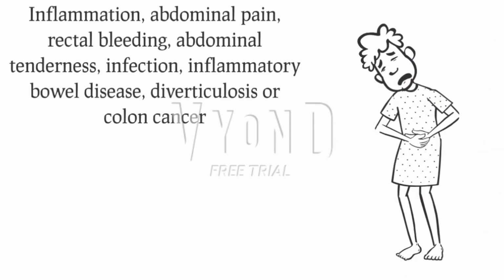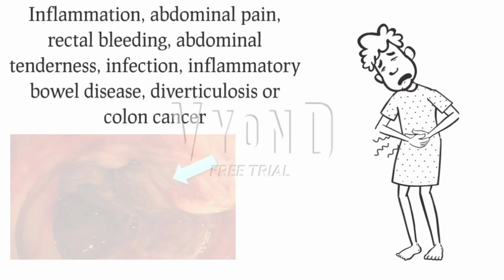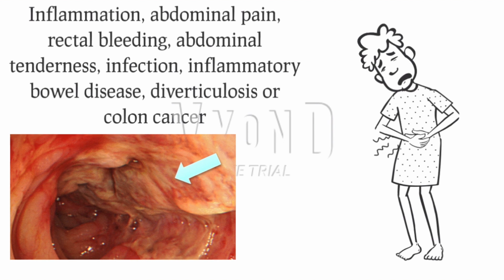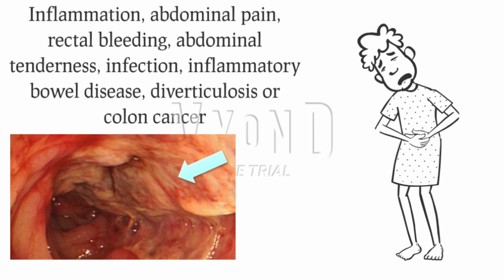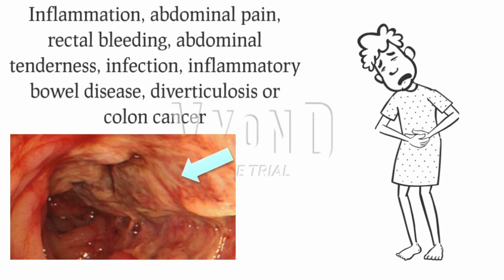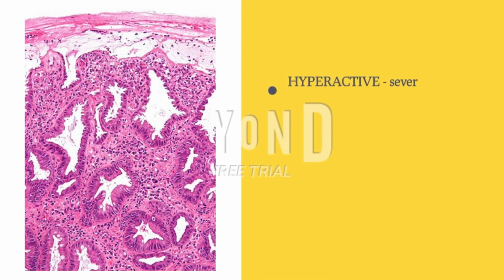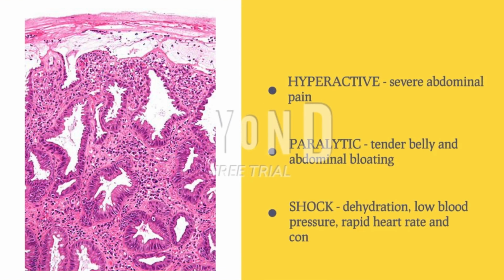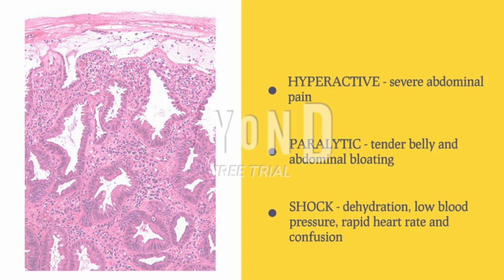Signs and symptoms. Ischaemic colitis non-specifically presents itself, characterized by vague symptoms such as inflammation, abdominal pain, rectal bleeding, abdominal tenderness, and infection. Hence, the diagnosis is often delayed. The disease progresses in 3 distinct phases: hyperactive, paralytic, and the shock phase where fluids start to leak through the damaged colon lining. Patients in this phase often require intensive care.